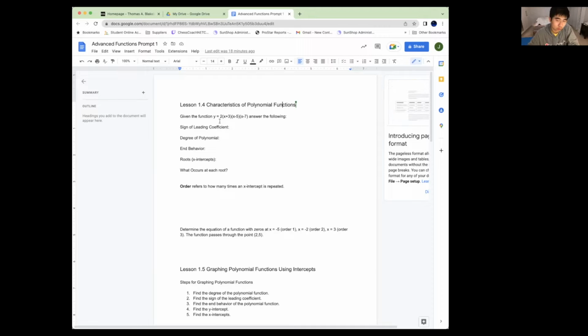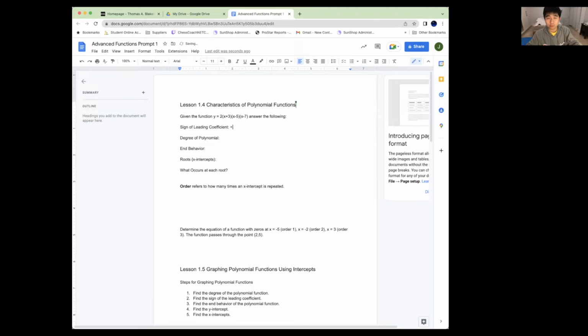Given the function y equals 2 times (x plus 3) times (x minus 5) times (x minus 7), answer the following. What's the sign of the leading coefficient? In this situation, the a value is 2, as you can see here. Since 2 is positive, the sign of the leading coefficient is positive.